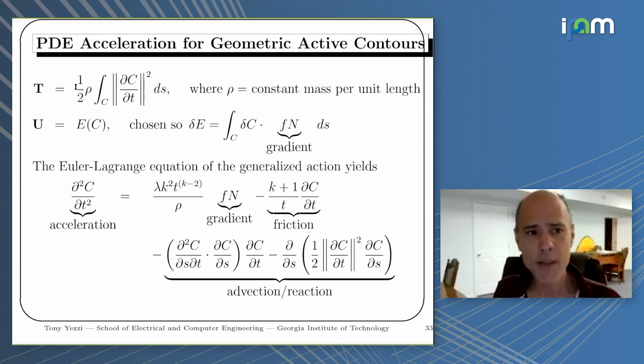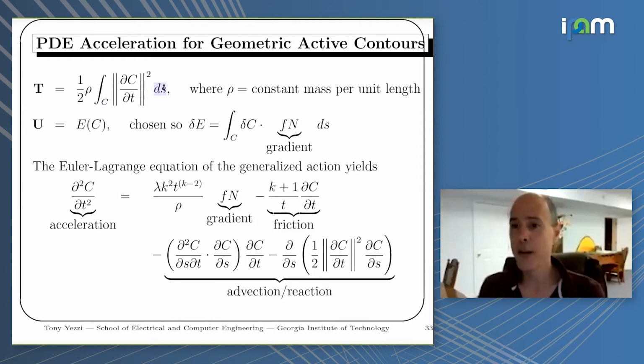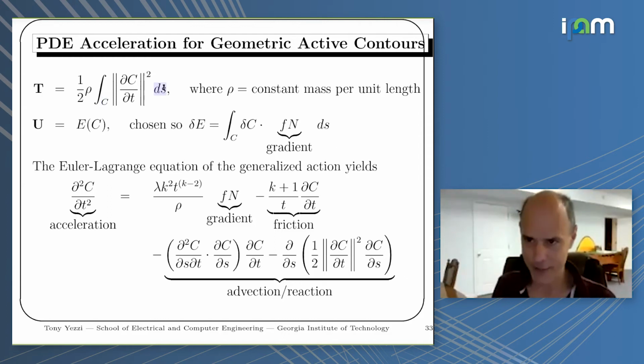So this now becomes your kinetic energy term. So here's your curve evolution. You integrate this over the contour. This is integrated with respect to arc length. That's what makes this nonlinear. That's what makes this space kind of curved and nonlinear.